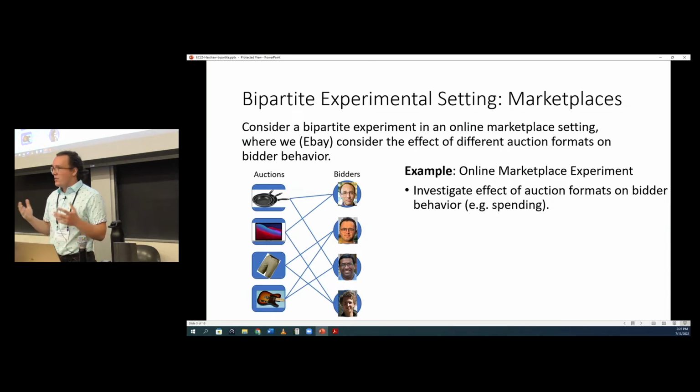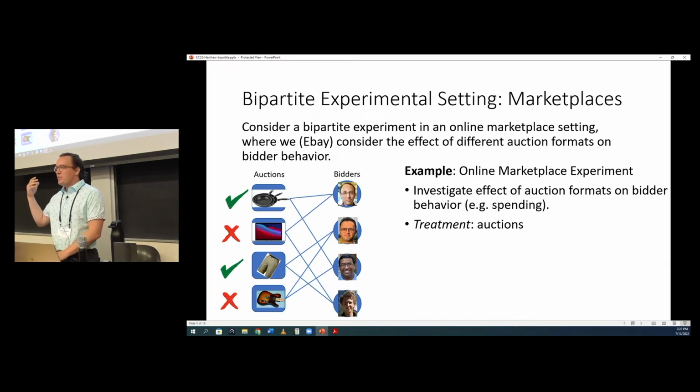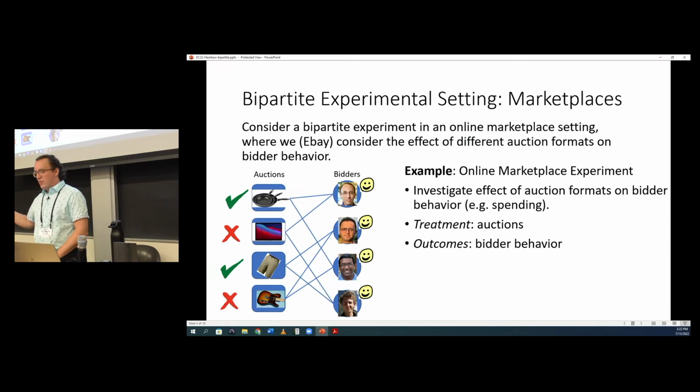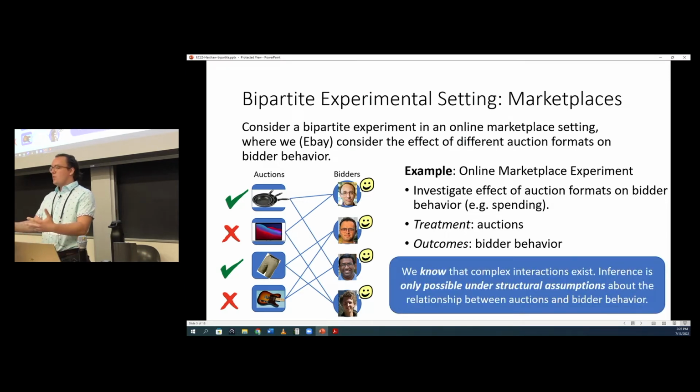Maybe it's their spend or their engagement measured in some kind of way. So we apply treatment to the auctions. We measure outcomes at the bidder level. And here's the thing. We know that complex interactions exist in the sense that this bipartite graph won't be the small union of disconnected components, because it doesn't come from some kind of spatial setting like it did last time. Instead, we know these complex interactions are going to exist, and in this setting, inference is only possible under structural assumptions about the relationship between the treatment at the auction level and the outcomes at the bidder level. And so that's what we're going to be exploring in this paper here.